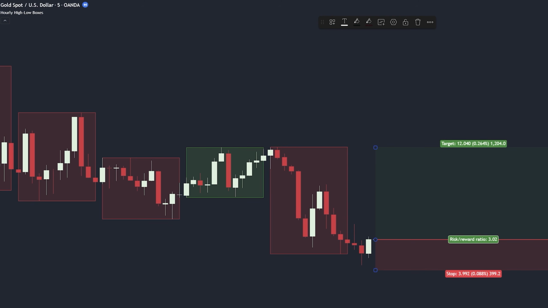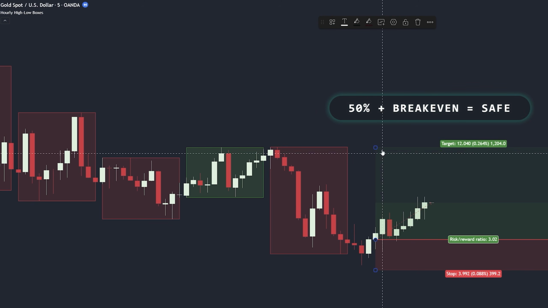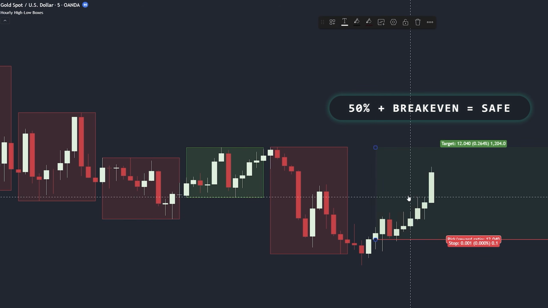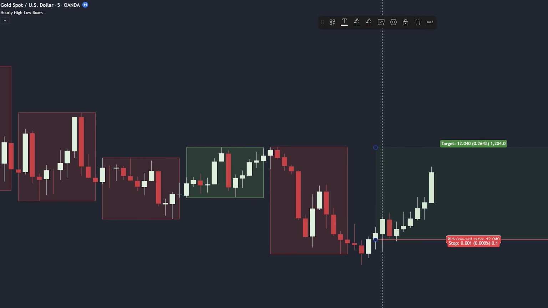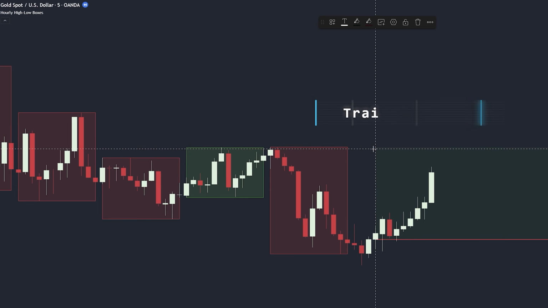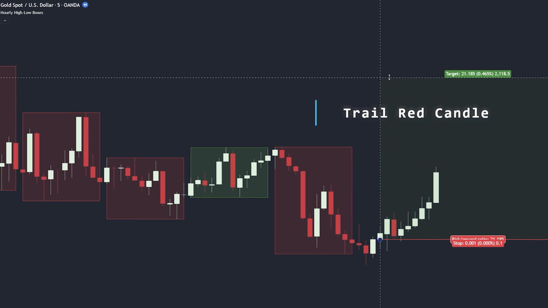When price hits 1 R, I take 50% off and move the stop to break even, and the second half can run. For this long trade, I trail under the most recent red candle.